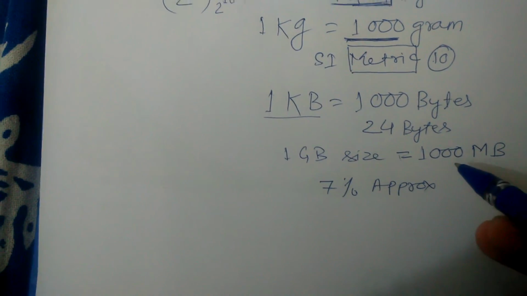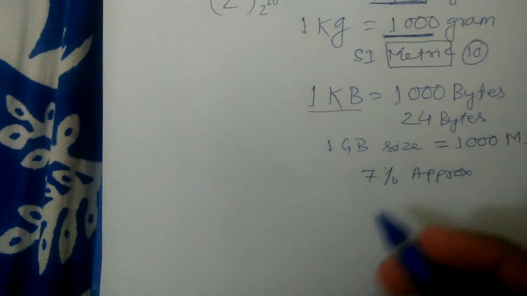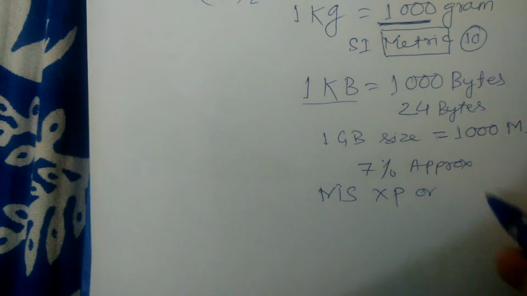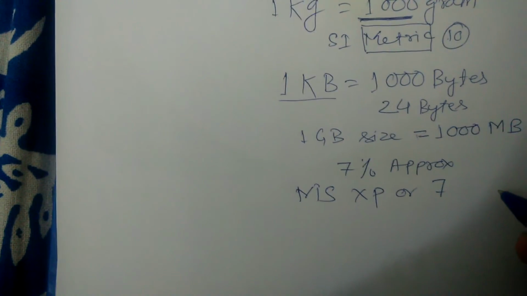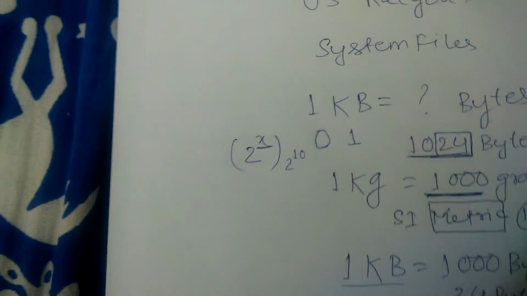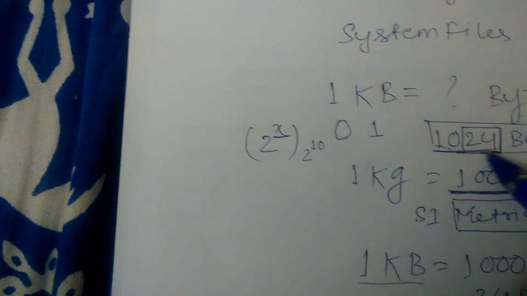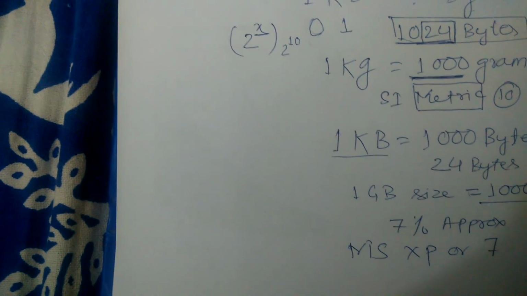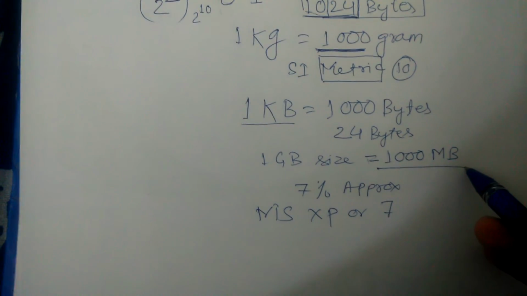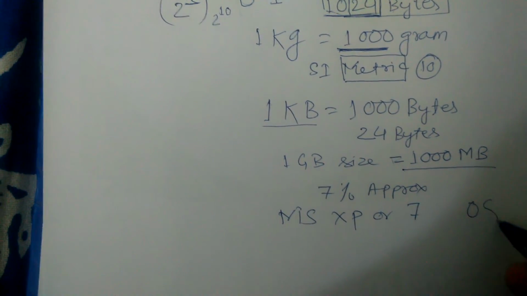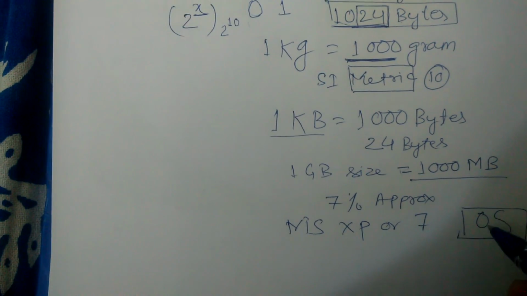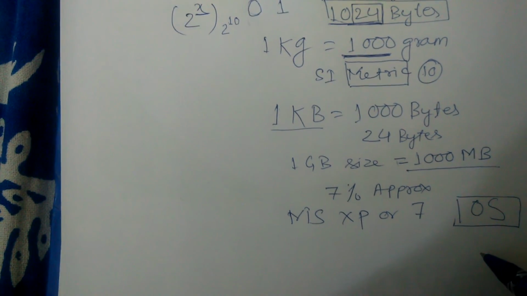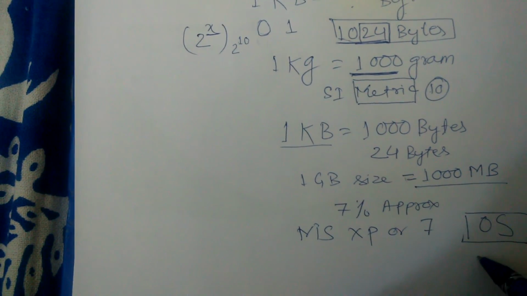But this calculation is also relative. By relative, I mean the Microsoft operating systems, be it XP or Windows 7, will give you the calculations as per this, whereas in Linux systems, you'll get the calculation as per this. So it's really a matter of which operating system you're using that will decide what space you see available on your system. So this is what the question was.